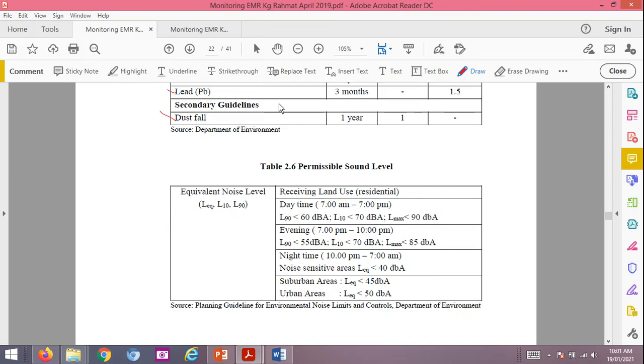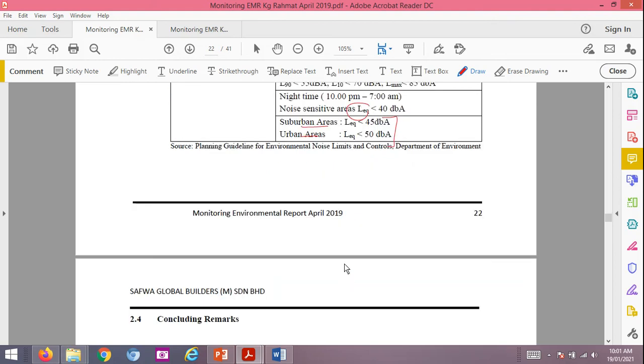This one is the permissible sound level for noise. Okay, noise. So they have the L90, L10, Lmax. So it depends. This one is the equivalent. For suburban area and urban area, they have the limit for L equivalent.